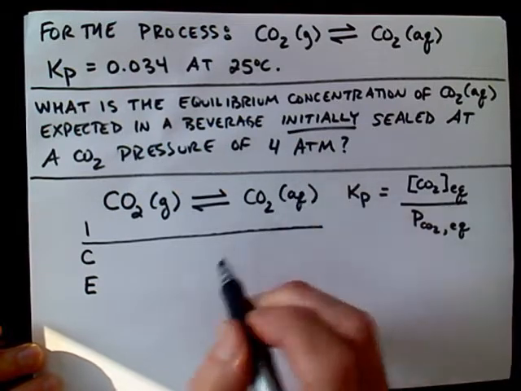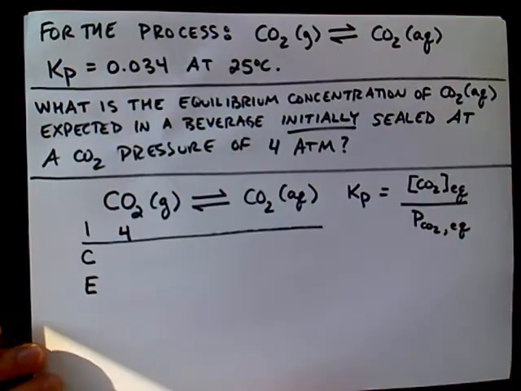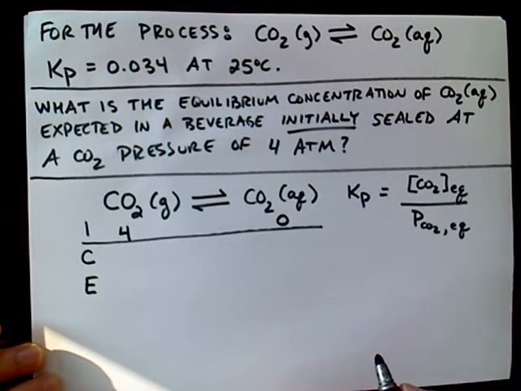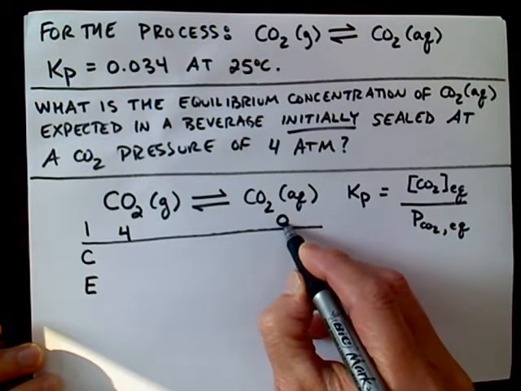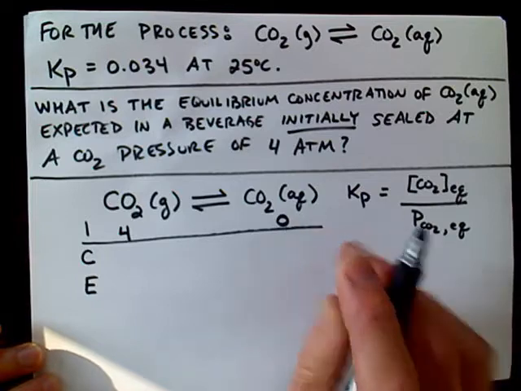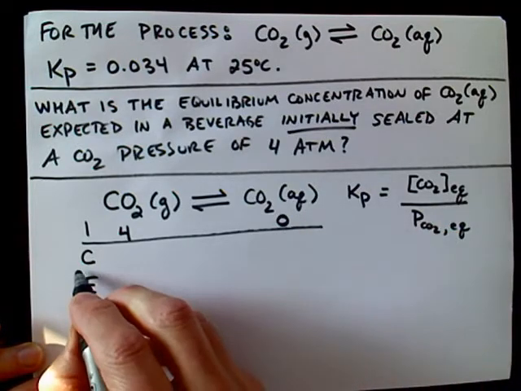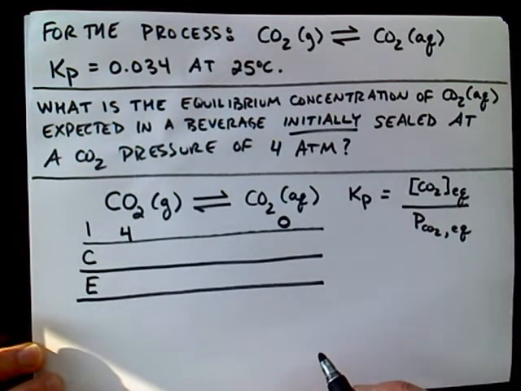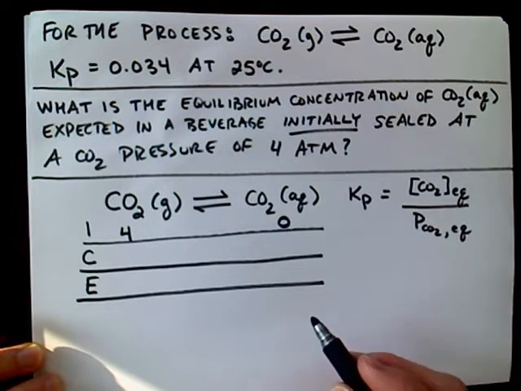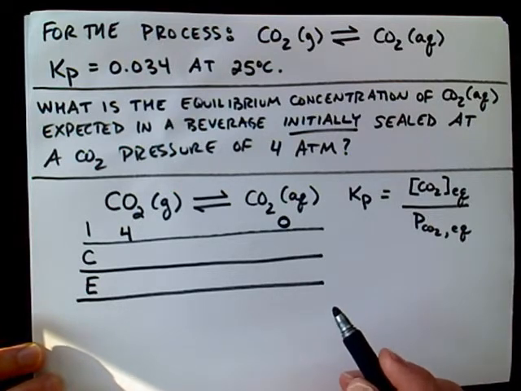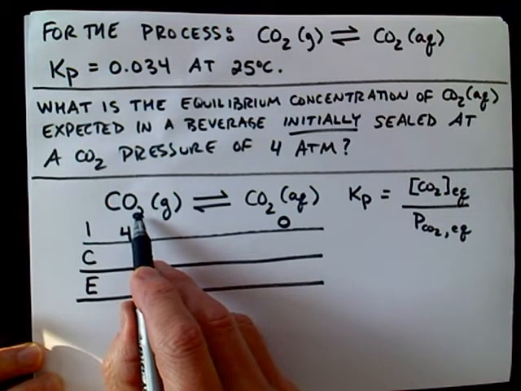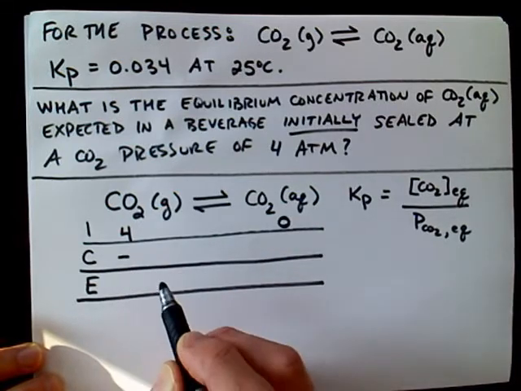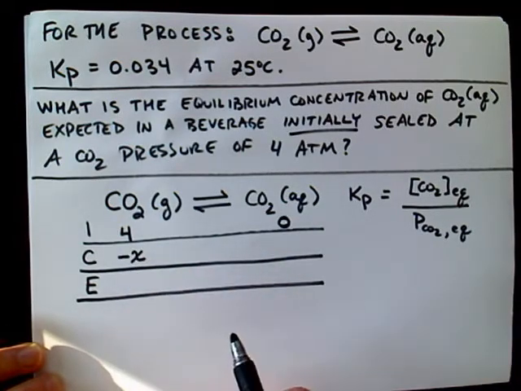They give me an initial condition of 4 atmospheres of CO2 gas. We'll assume that there's no carbon dioxide in the headspace when it's initially sealed, and no carbon dioxide dissolved when the beverage is initially sealed. There's going to be some change that occurs to give us our equilibrium concentration. What's the change? Well, we don't know, so we're going to call the change X. Some of the carbon dioxide gas is going to go into the beverage, so we're going to lose X amount.